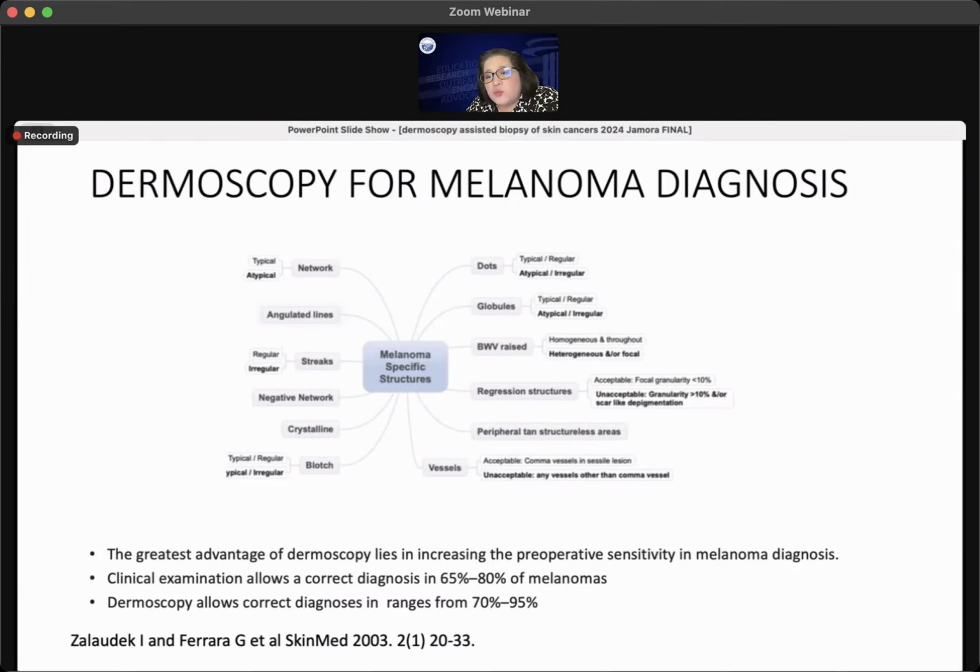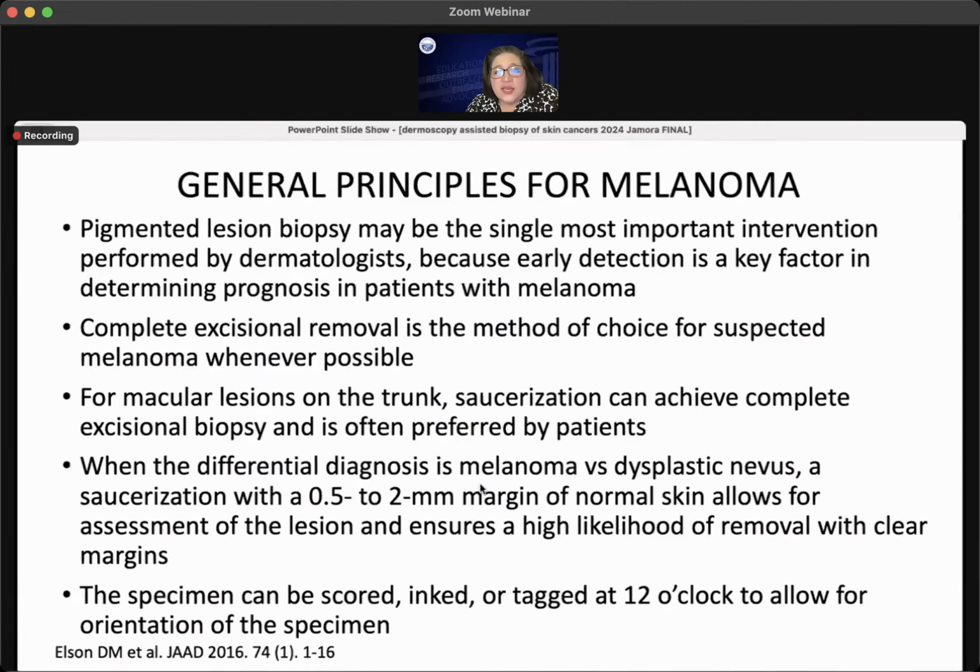Remember, the dermoscope was created to diagnose melanomas. And clinical exam, just using our naked eyes, allows for a correct diagnosis in about 65 to 80% of the time. However, dermoscopy can push this up to 70 to 95% diagnostic accuracy. Just in general, the pigmented skin lesion biopsy is the most important intervention performed by dermatologists because early detection is life-saving in melanomas and determines prognosis.